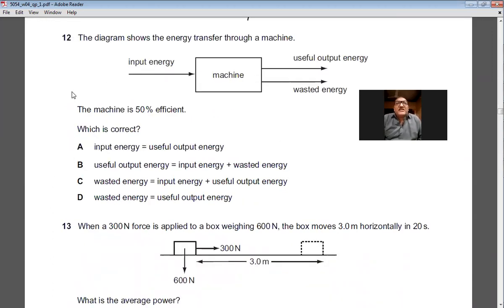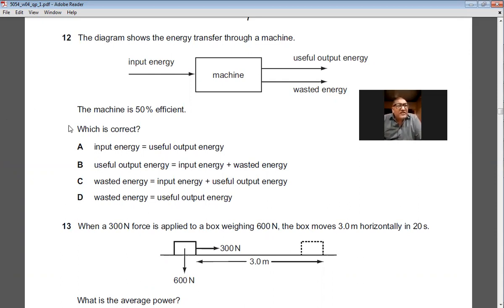The diagram shows the energy transfer through a machine. So we have input energy, then we have a machine. A machine will give useful output energy and it will give you the wasted energy. The machine is 50% efficient. When a machine is 50% efficient, it means that 50% of the output will be waste energy and 50% of the output will be useful energy. So if the waste energy is 50% and the useful output energy is also 50%, it means that the useful and the wasted energy are both equal to each other.